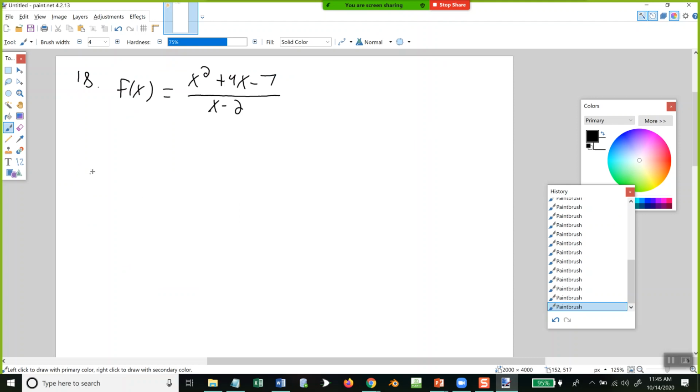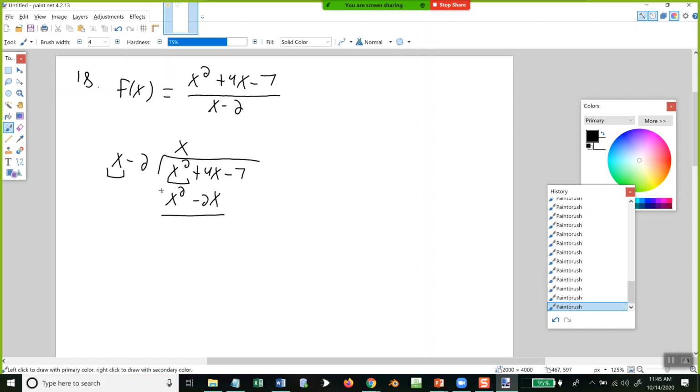Okay, so find the slant asymptote. Degree of the top is 2, degree of the bottom is 1. So the degree of the top is exactly 1 larger than the bottom. So I use long division. Remember, we take a look at the first term of each, decide what goes up on top. We ask ourselves what times x gives us x squared, and that'd be x. x times x is x squared. x times -2 is -2x.